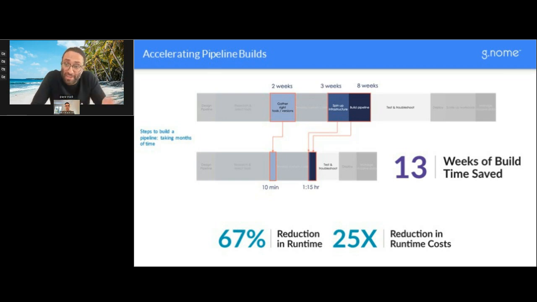On the genome platform, because a lot of the utilities are already there and it's simply plug and play, drag and drop, stitch them together, you're going to save tons of time. So in our use case over here, you're basically saving about 13 weeks of work just to get the pipeline operational to do all these kinds of testings. So, a 70% reduction in runtime and 25x reduction in runtime costs. It's going to save tons of money.